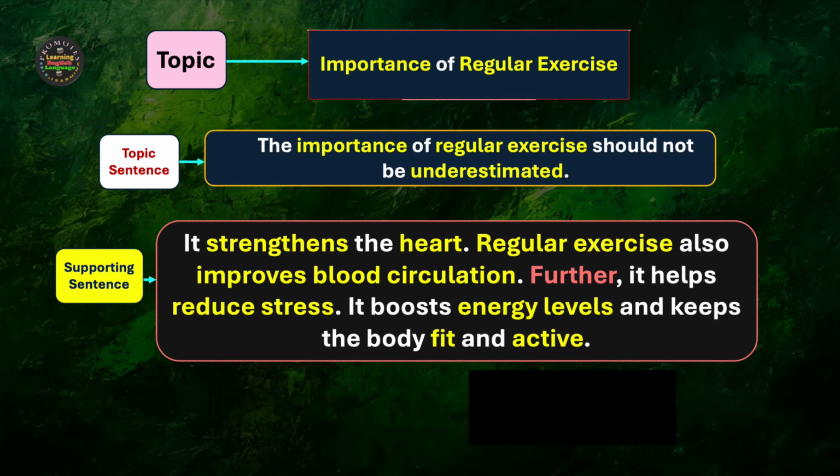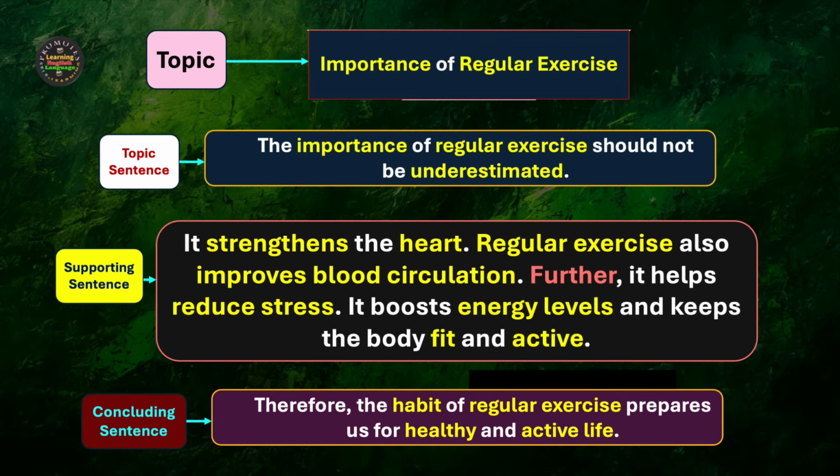So we started from the topic of the paragraph, we moved on to the second stage, topic sentence, then we moved on to the next stage, supporting sentences. Now we go on to the concluding sentence, what we call conclusion. And it should be like this. You can write in a way you like, but this is my way of writing, so I conclude this paragraph in this way. Therefore, the habit of regular exercise prepares us for a healthy and active life.